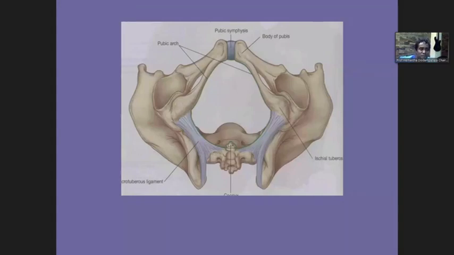So this is how you do the assessment. You put your fingers into the vagina and assess the inlet, then the mid cavity, and then the outlet. Different techniques.